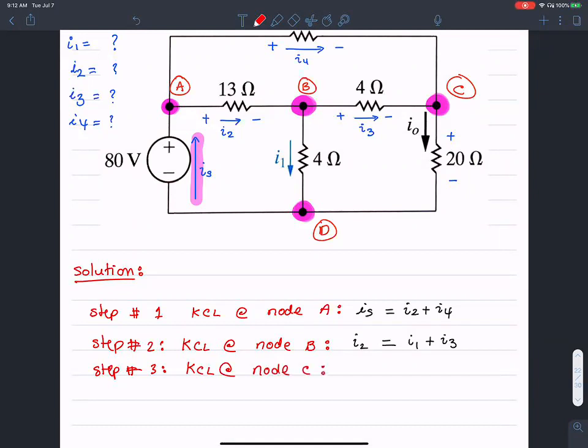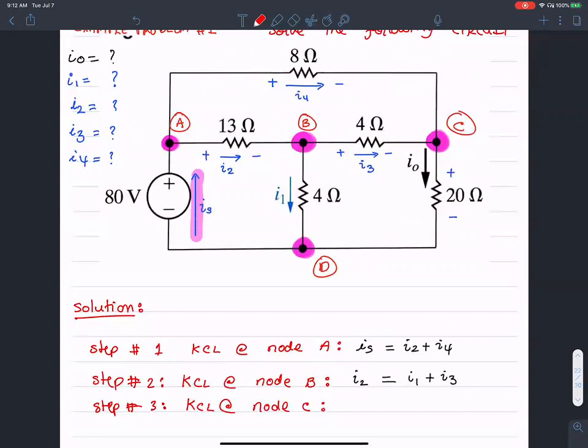So I apply KCL at node C. There are 2 currents coming in: I3 coming in from the left, and I4 coming in from the left on the top, through the 8 ohm resistance. So I3 plus I4 equals I2. I naught is the current going down, right? I naught is I3 plus I4.